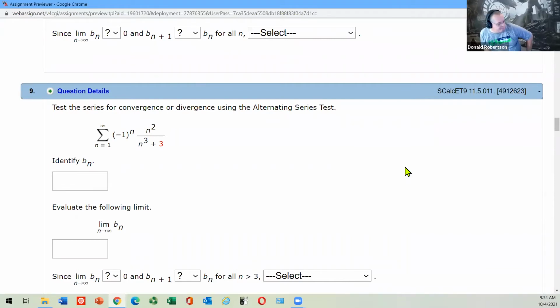Number 9. Converging. Agreed. Could you brute force it? Well, no, you couldn't brute force it. Divide top and bottom by n squared, then L'Hopital it, right? Yeah, you could just do like 2n over 3n squared, and then go again.